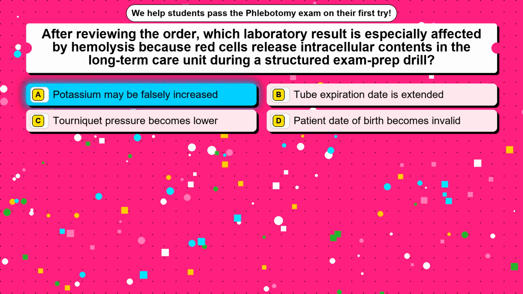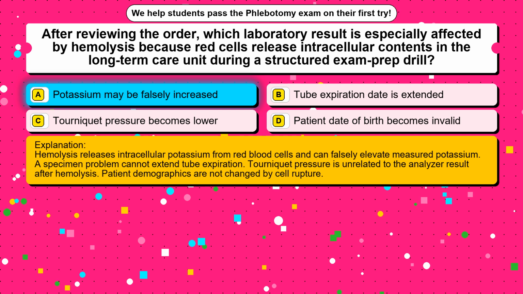The correct answer is option A. Potassium may be falsely increased. Hemolysis releases intracellular potassium from red blood cells and can falsely elevate measured potassium. A specimen problem cannot extend tube expiration. Tourniquet pressure is unrelated to the analyzer result after hemolysis. Patient demographics are not changed by cell rupture.